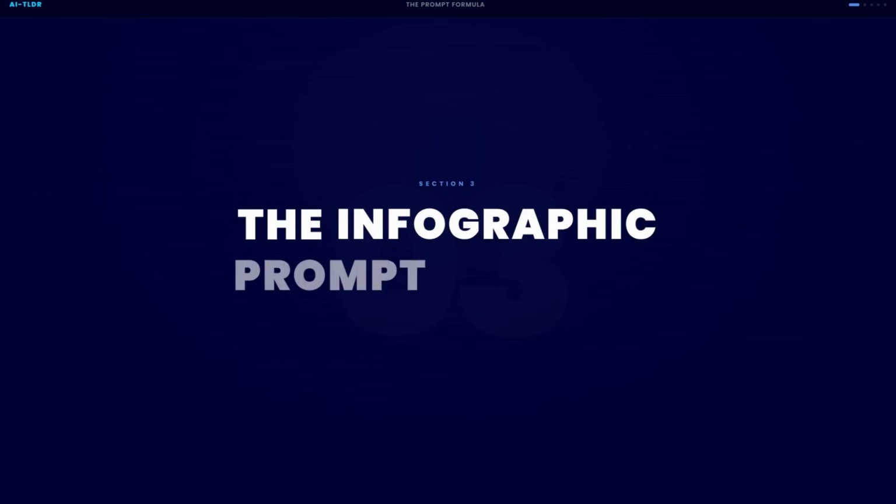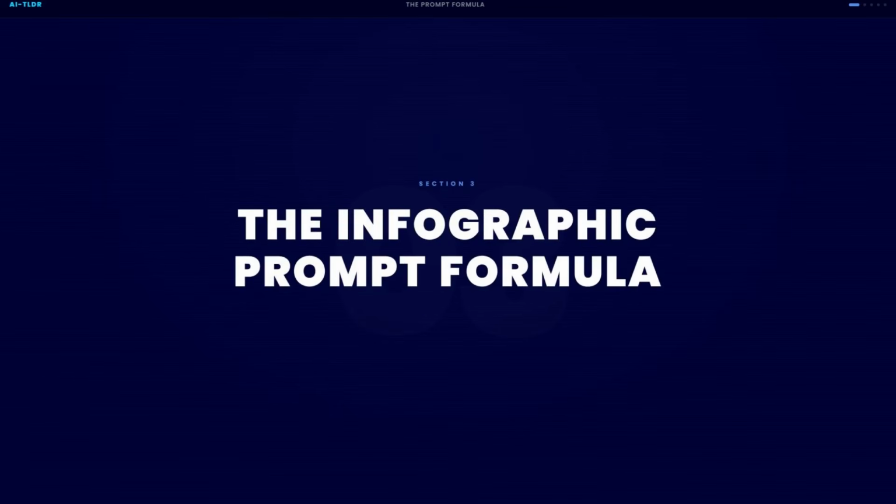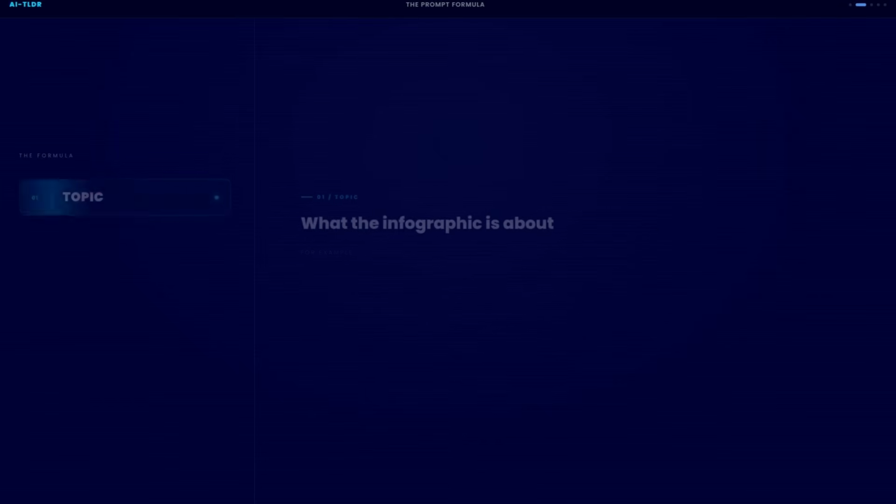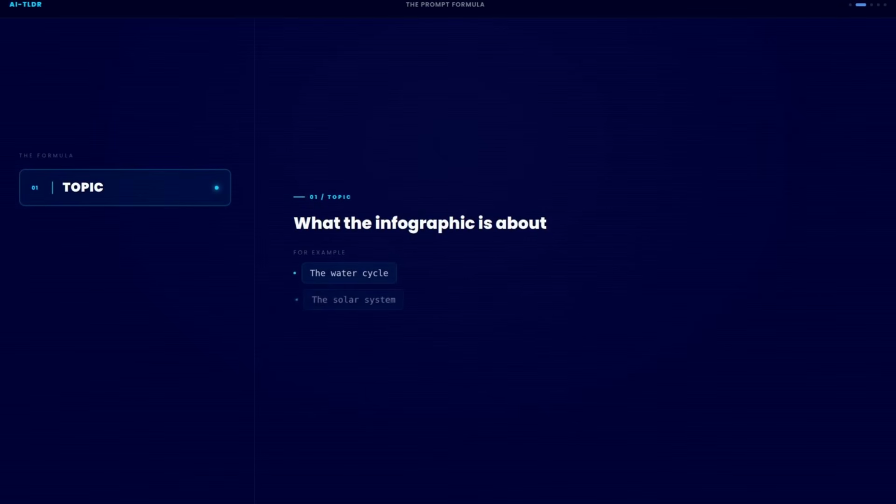Section 3, the infographic prompt formula. Here's the structure I usually use. Topic, data scope, layout, style, audience. Let's break that down. Topic. This is simply what the infographic is about. Examples: the water cycle, the solar system, the AI development timeline.